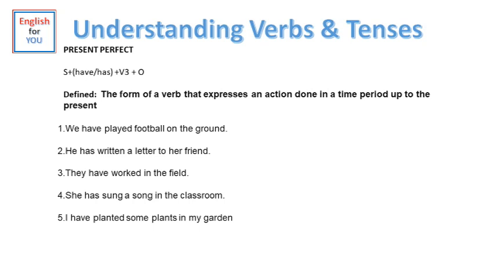The example sentences I have here: We have played football on the ground. He has written a letter to her friend. They have worked in the field. She has sung a song in the classroom. I have planted some plants in my garden. So there we are, there's the present perfect.